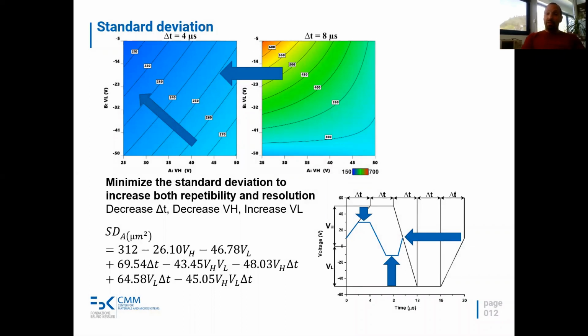For the standard deviation, instead, the minimization has to be conducted by decreasing the time interval. This is the most important parameter. Then we minimize even further by decreasing the high voltage and increasing the low voltage. Also in this case, we are showing the model equation, but we are not showing the 95% upper and lower confidence intervals.